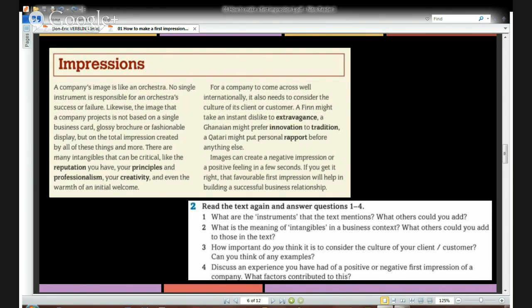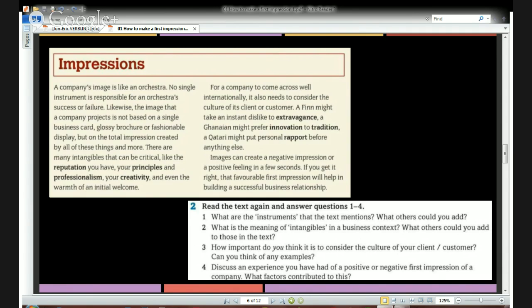The instruments are based on the reputation, the creativity, the innovation of what the company is able to produce. Able to what? To product. Sorry, that's a noun. You need a verb. To produce. Sorry. Produce. Right. To produce. Okay.